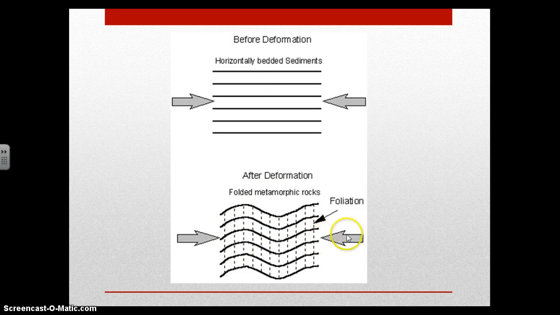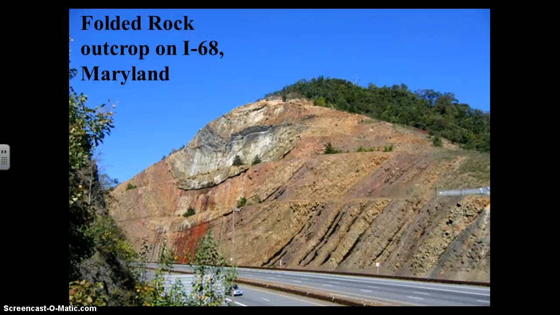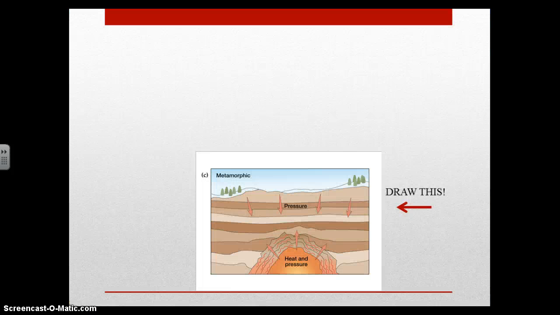I highly recommend you draw this example into your notes so that you have a better understanding and a good reference to this. Here are some folded rocks. This is actually in Maryland. Here are metamorphic rocks. You can see where the continents were pushed and caused the rocks to change and squeeze like an accordion. So I would draw this.